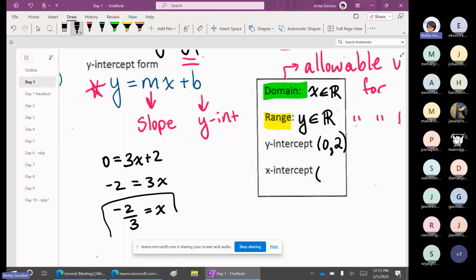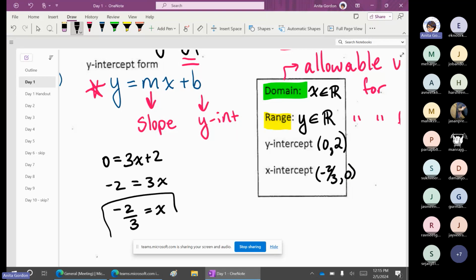So how would I write that as a coordinate? What's my x-intercept? The official way to write it. Negative 2 over 3 and 0. Yes. Okay, so whenever we talk about intercepts, we're talking about a coordinate. So we write them as a coordinate. Are we comfortable with this? We remember this from grade 10? 9 and 10? Okay, cool.